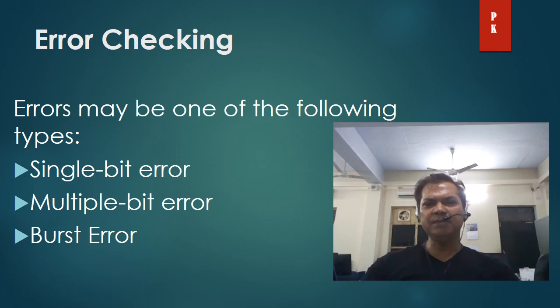It may be a multiple bit error, once more than one bit, or two consecutive bits, change their position. It's called a multiple bit error. And the last one is a burst error. This error occurs once two non-consecutive bits change their position, then it's called a burst error. These are the three different types of errors that occur in any network during data transfer.